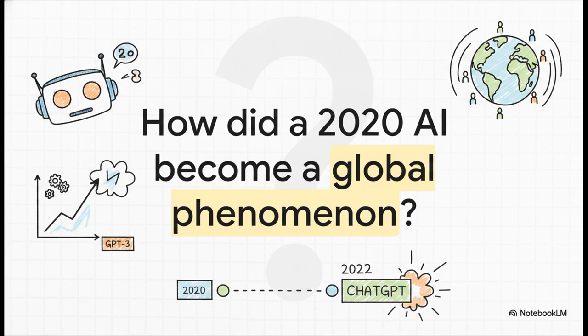When ChatGPT launched, it absolutely blew up. We're talking a staggering 1 million users in just a single week. It literally felt like this unbelievable technology just dropped out of thin air. But here's the catch. The underlying engine powering it, the GPT-3 model, actually debuted way back in 2020. In fact, it had been available for public access for over a whole year before ChatGPT ever even saw the light of day. So we have to ask ourselves, how did a 2020 AI become a 2022 global phenomenon, literally overnight? What exactly changed during that 2-year gap?